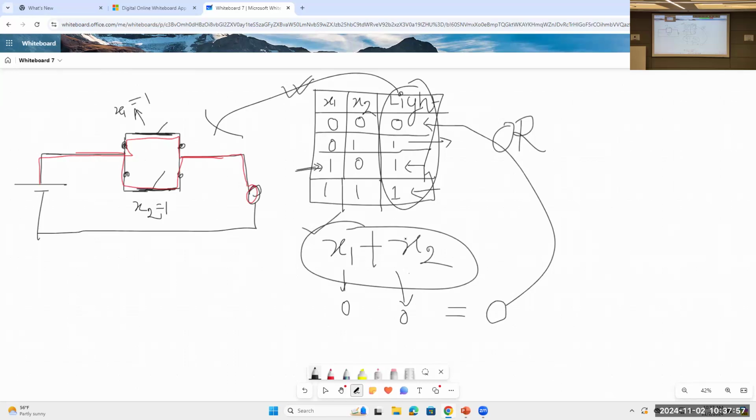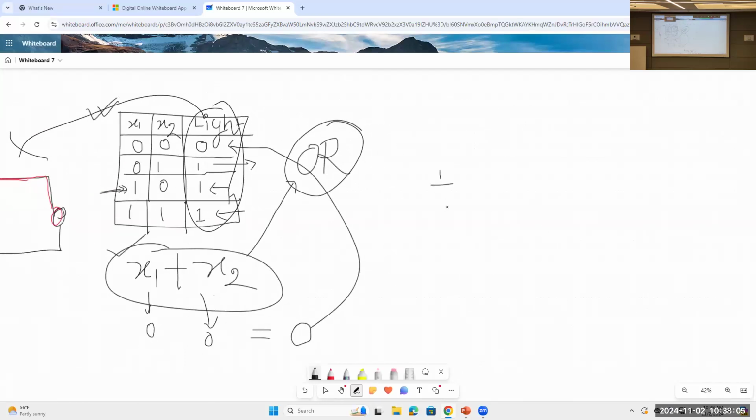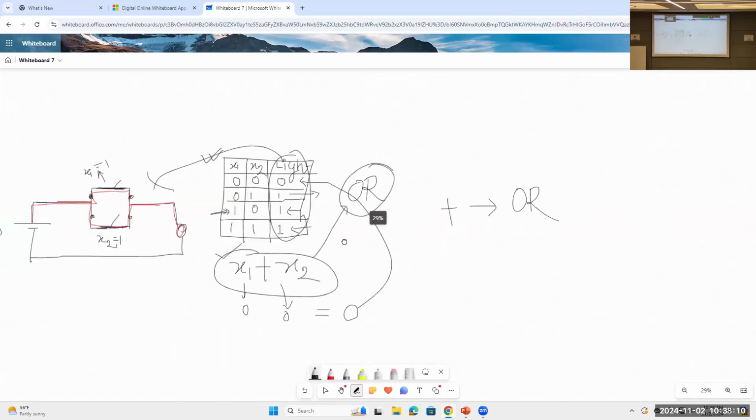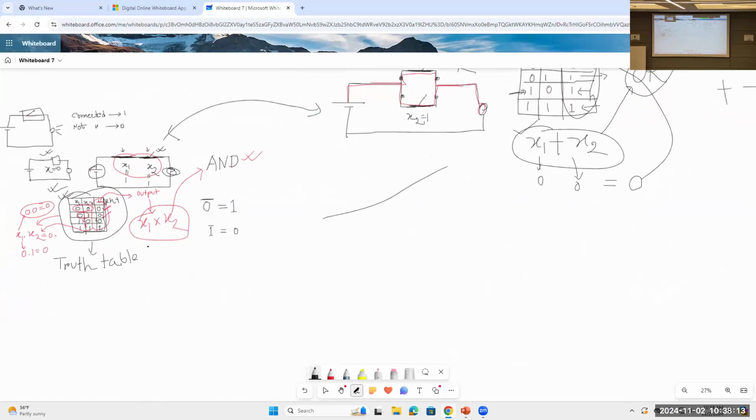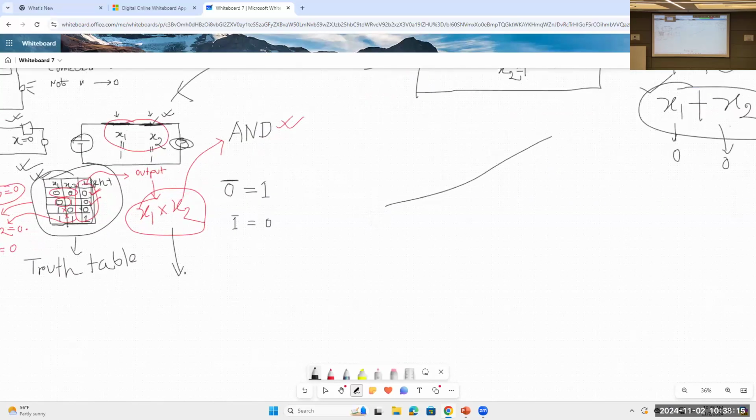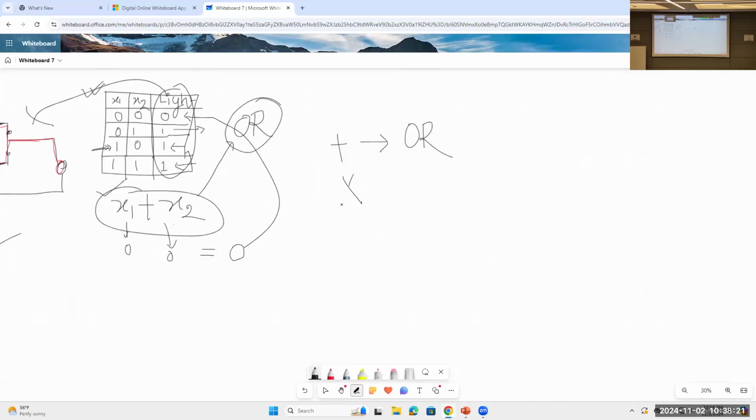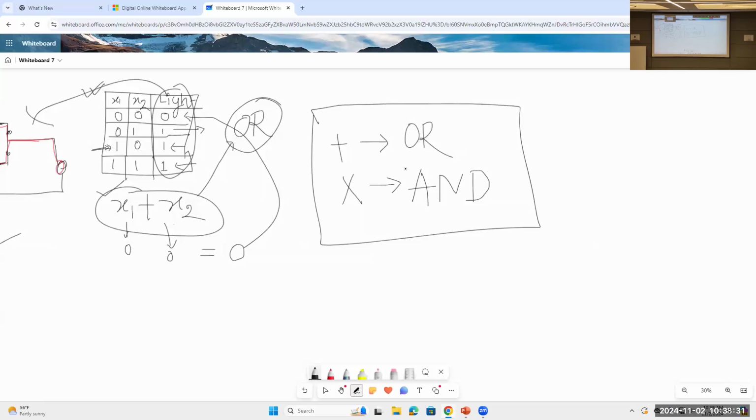The plus operation is called the OR operation in digital logic. So let's remember that plus means OR. And let's move back to the AND operation. The multiplication operation is called the AND operation. So this is actually the summary: plus means OR, and multiplication means AND.